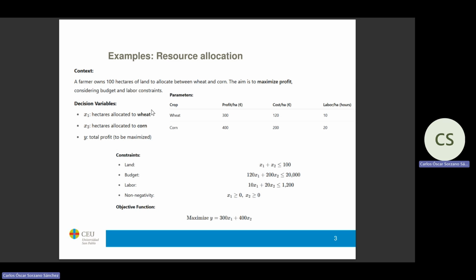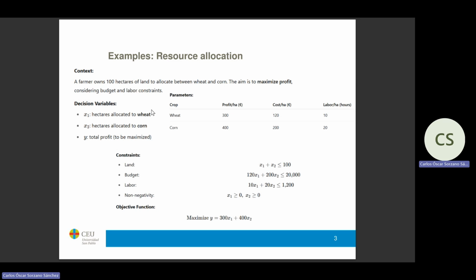There are some parameters here. So the profit by hectare of wheat is 300, by corn is 400. So as we want to maximize the profit, it should be 300 times the surface that we dedicate to wheat, plus 400 times the surface of corn, and this should be maximum. But there are some constraints.